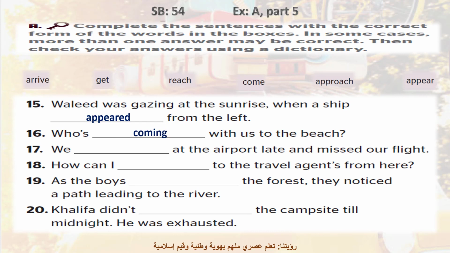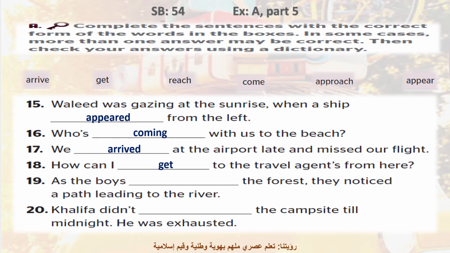Number 17. We arrived at the airport late. Of course, we arrived at the airport late and missed our flight. Number 18. How can I get to the travel agents from here? Yes, get to. Get to means to reach.